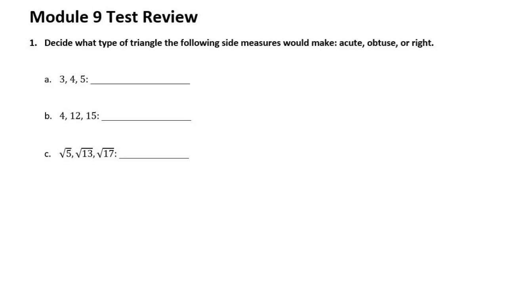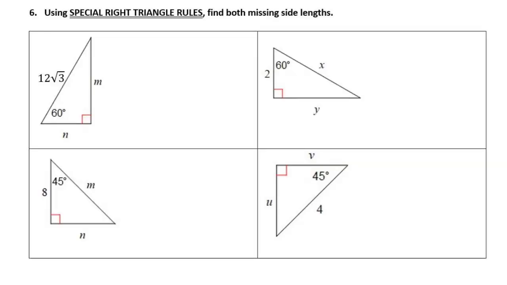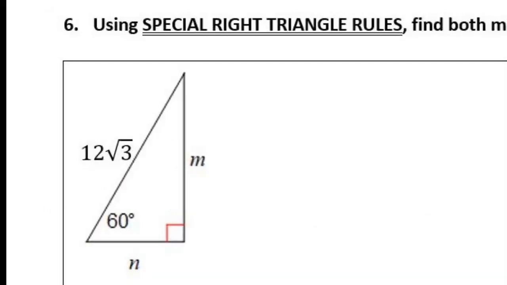All right, problem number 6. Using special right triangle rules, find both missing side lengths. Let's talk about those special right triangle rules first, and then we'll go through and do this. These are things that you have to know for the test. There are 3 special right triangle rules that you guys need to know.